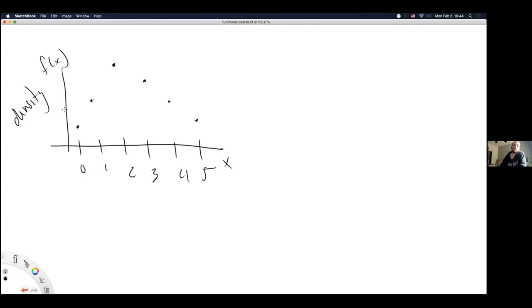On the y-axis is not probability, but you all are going to think of it as probability for a while. I don't care if it helps you to think of the y-axis as probability for a little bit longer, but eventually we're going to have to work our way away from that.